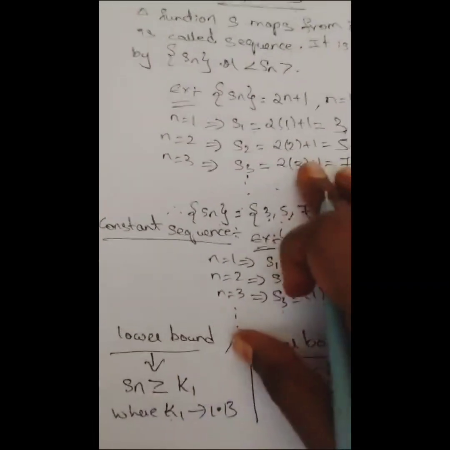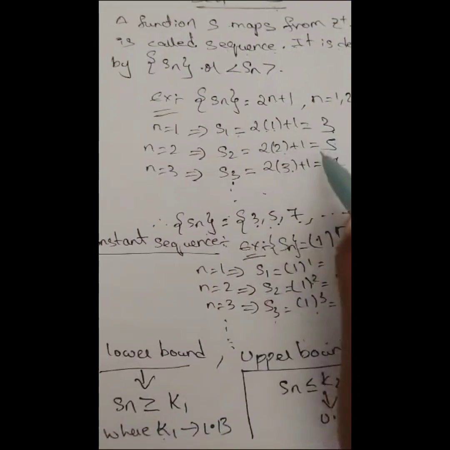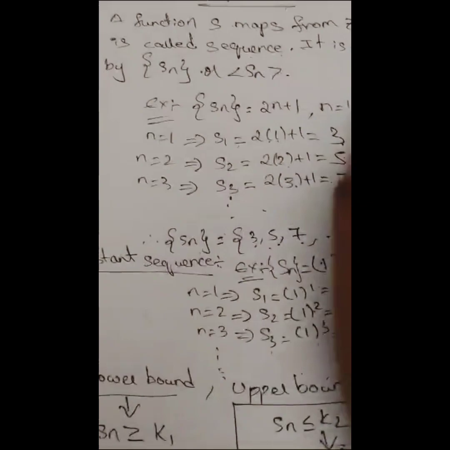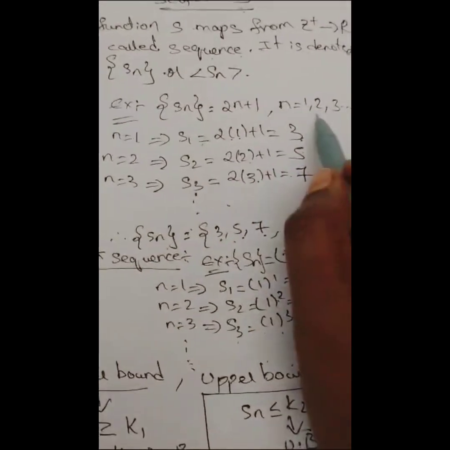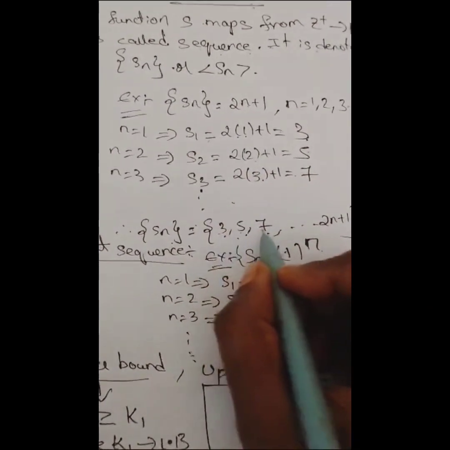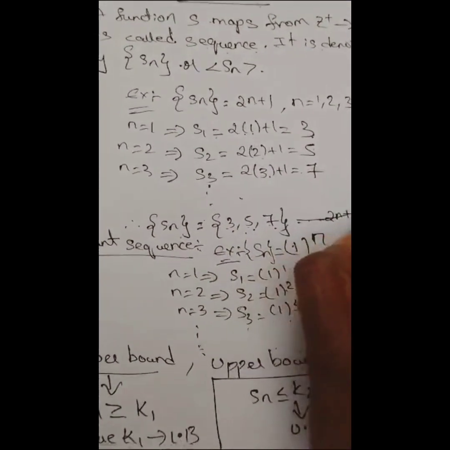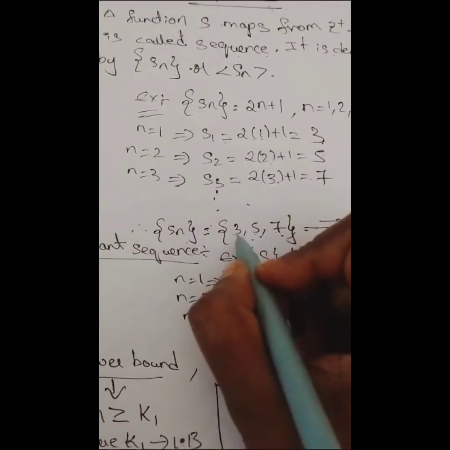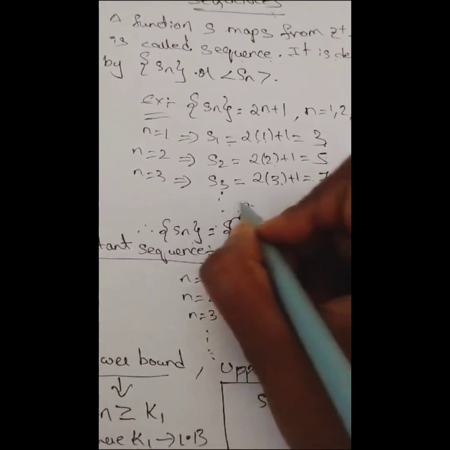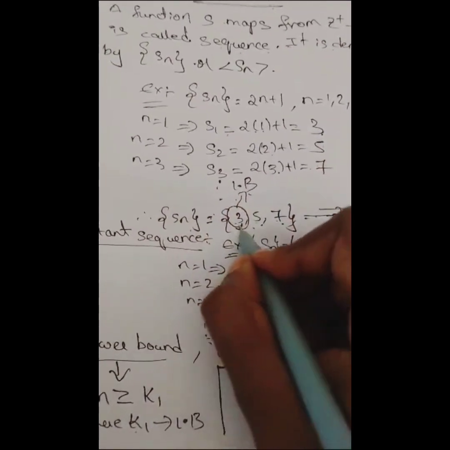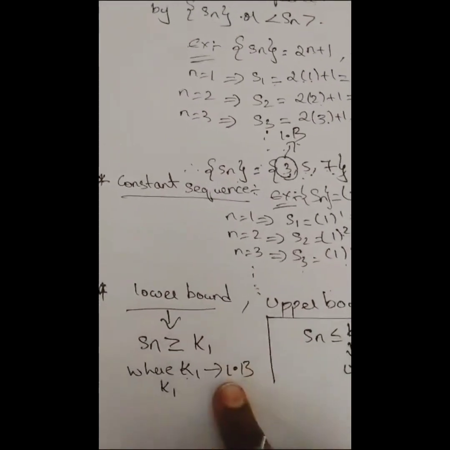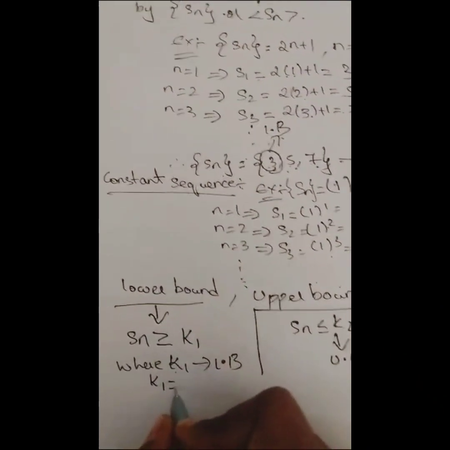Just now we have seen an example. In this example I'll explain clearly what a lower bound and an upper bound are. We'll see the lower bound first. Here in the sequence we have n equal to 1, 2, 3, and for these you have got the values 3, 5, 7. Suppose you take only up to here and leave off the remaining terms. The least value of the sequence is 3, so this will be your lower bound. So 3 is the lower bound, and k1 is the lower bound, so now the k1 value is 3.